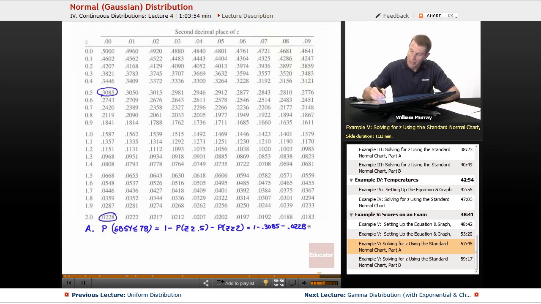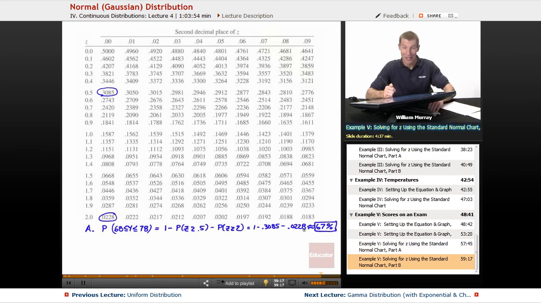I reduced and simplified those on my calculator. I just rounded it to the nearest percentage, and I got 0.67, rounded to 67%. So that's the percentage of students that will score between 68 and 78 on this exam.